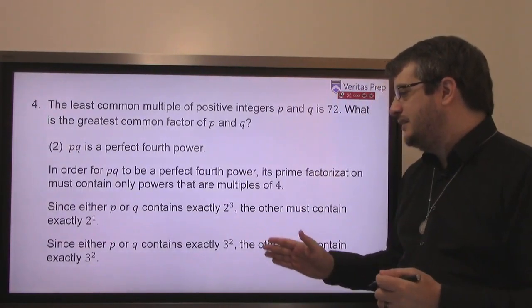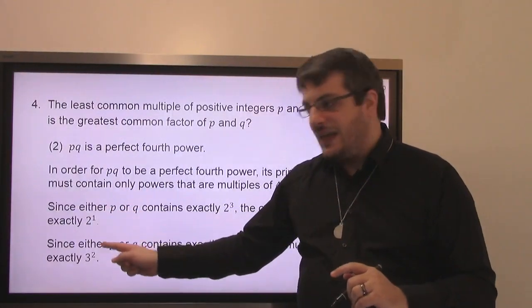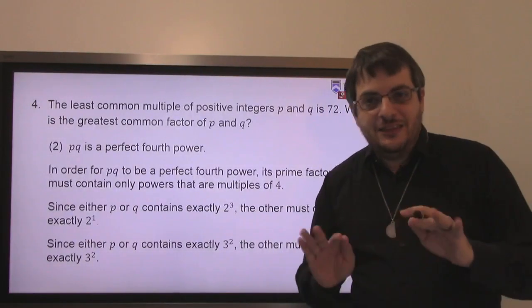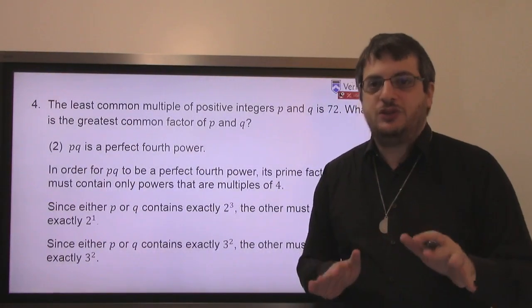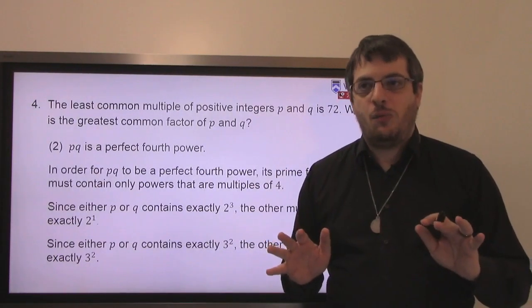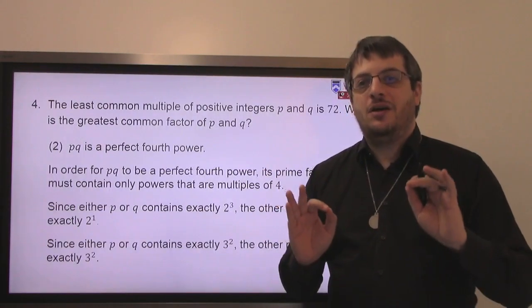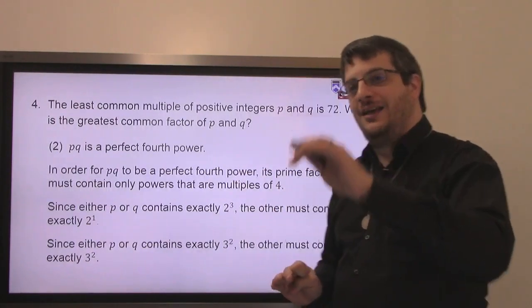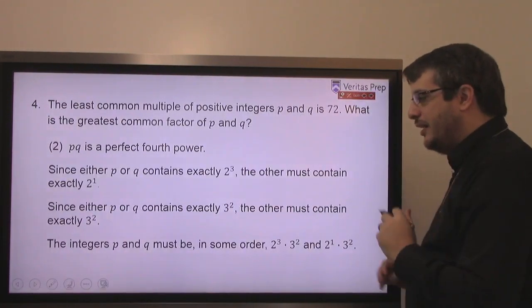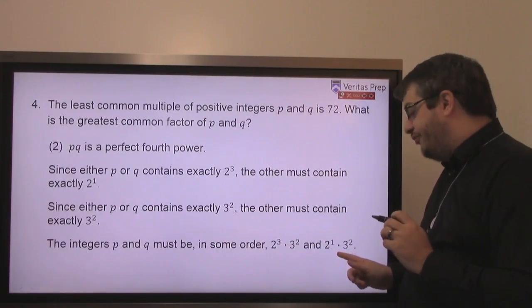So the other must contain exactly, precisely, 2 to the first, and exactly, precisely 3 squared, and exactly, precisely nothing else, because anything else would have shown up in the least common multiple. You can't have any 5's, you can't have any 7's. That's it. One of them must contain 2 cubed, the other must contain 2 to the first. You're getting it, Jonathan. That's right, because now I know that my 2 numbers must be 2 cubed times 3 squared, and 2 to the first times 3 squared.